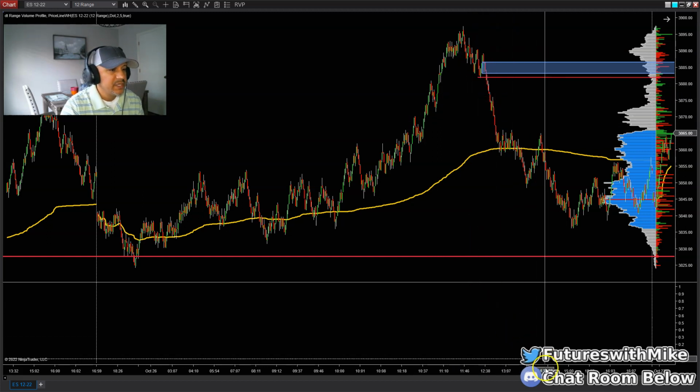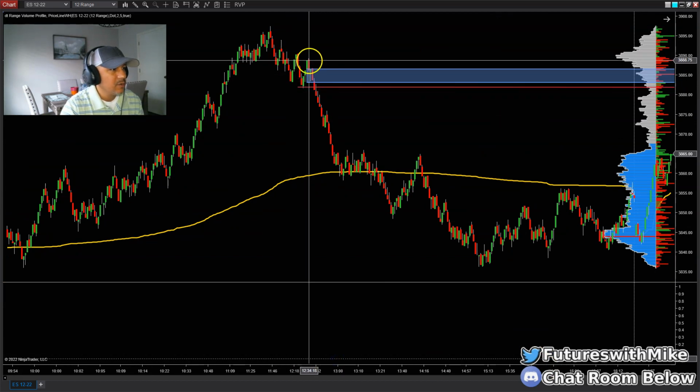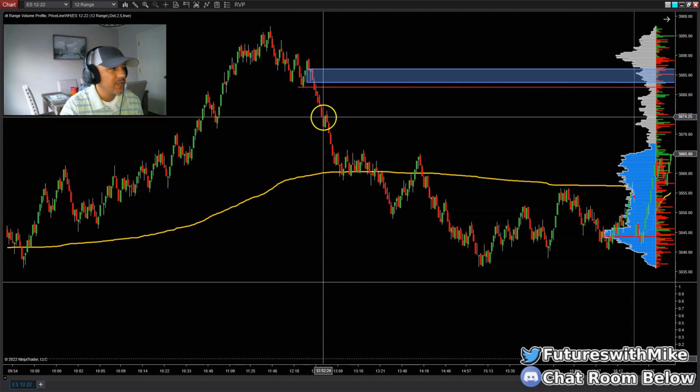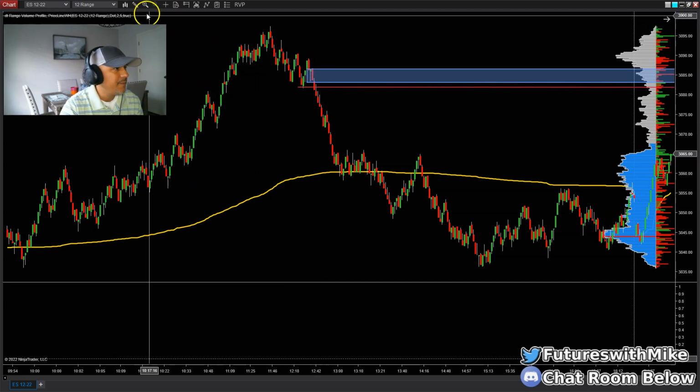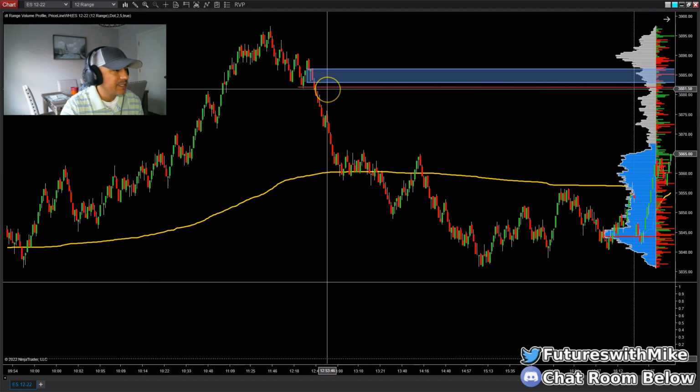But what do you see right here? Take a look, I'll blow it up. Made a low here, lower high, lower low. Pulled back, and then it quickly moved to the downside. Look at all those red candles right there, leaving behind this gap from here to here, and price did retrace back to that area.